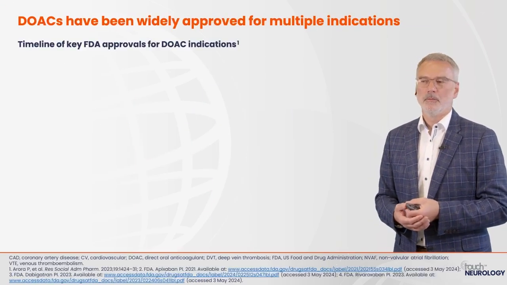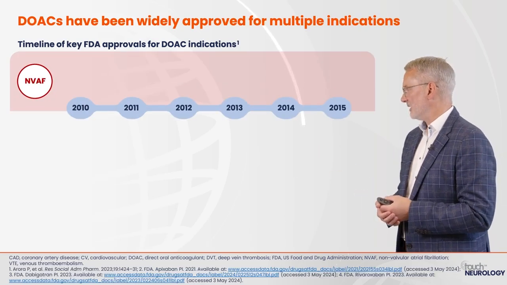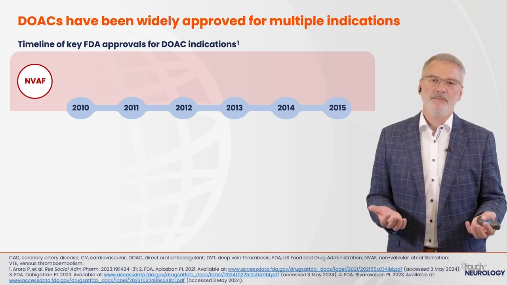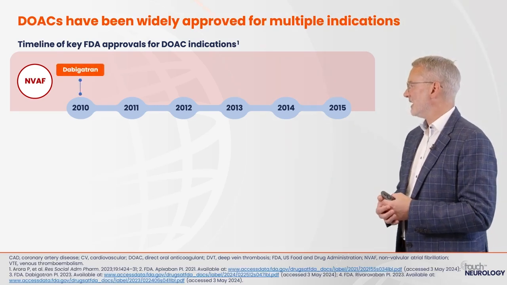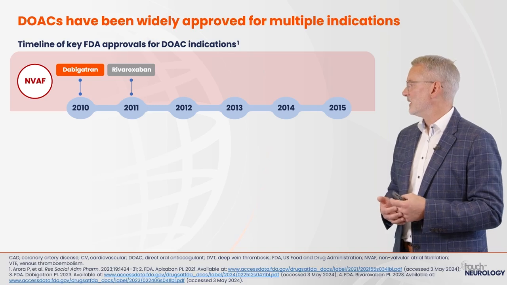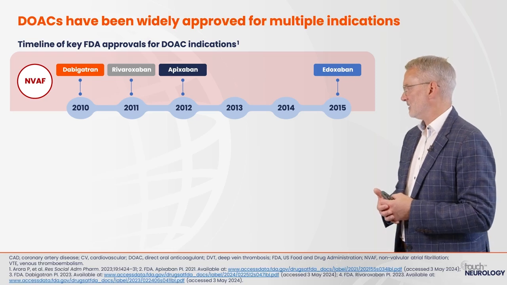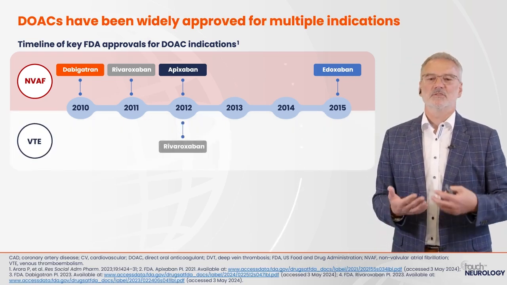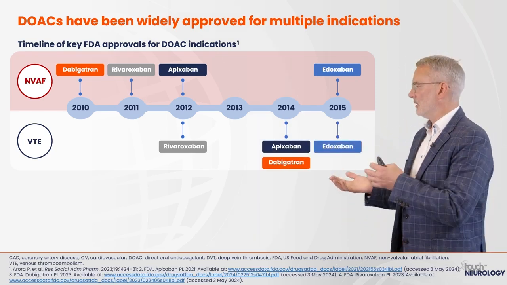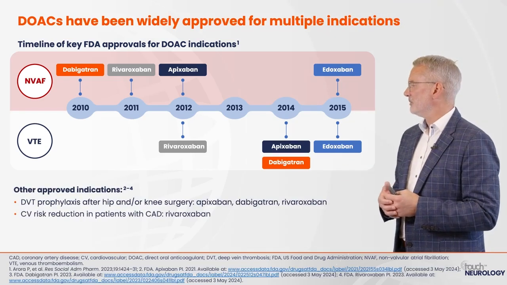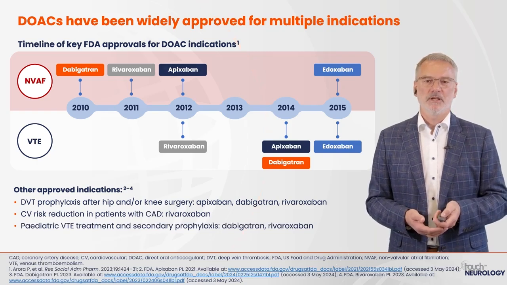DOACs have been widely approved for multiple indications. The largest indication is stroke prevention in atrial fibrillation, and in this indication, where millions of people are treated worldwide for many years, dabigatran was approved in 2010, rivaroxaban in 2011, apixaban in 2012, and edoxaban in 2015. The other large indication, venous thromboembolism treatment, so the treatment of deep vein thrombosis and pulmonary embolism, is also a large indication for DOAC treatments, and the drugs were approved slightly later compared to the atrial fibrillation indication.